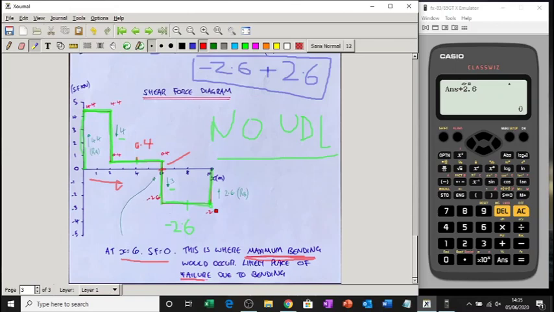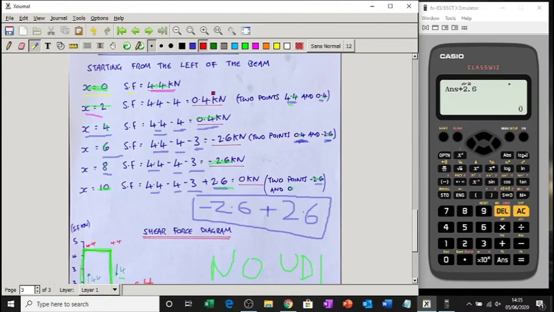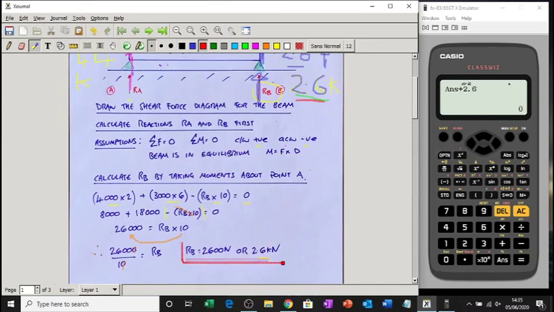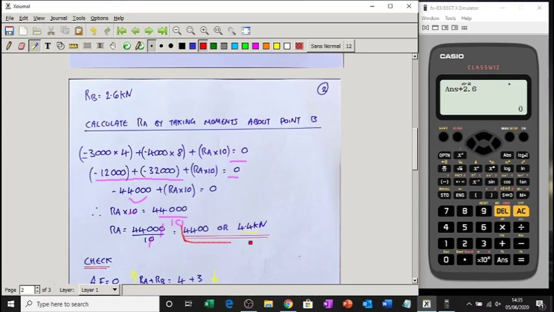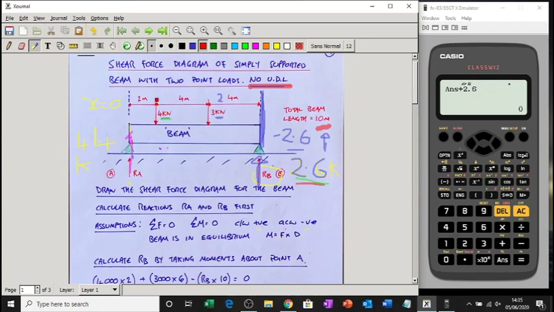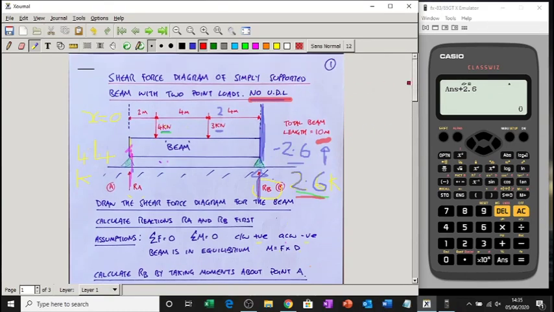So when you're drawing shear force diagrams, make sure you label these points correctly. Make sure you put units in correctly, make sure it adds up to 0 at the end. The main point though is to make sure you get your reactions correct. Like I say, this is only a beam with 2 point loads, no UDL. Future videos will be with a UDL, so it gets a bit different then.